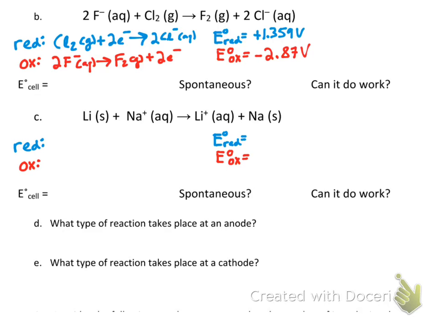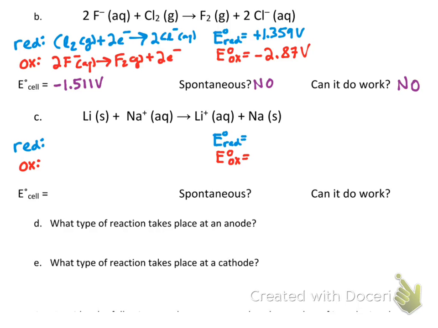When we add these two together, we'll get our E cell, which is negative 1.511 volts. So, now we've got negative voltage, so is it spontaneous? Nay, it is not. Can it do work? That is nay as well. Negative, Ghost Rider.